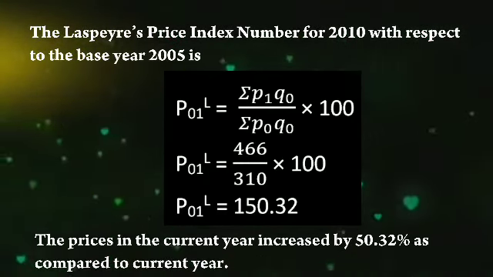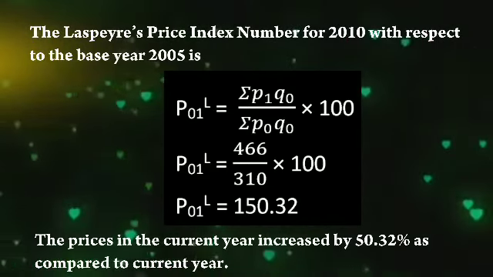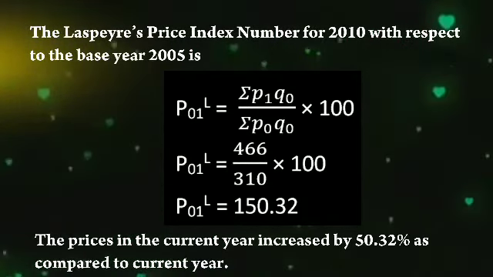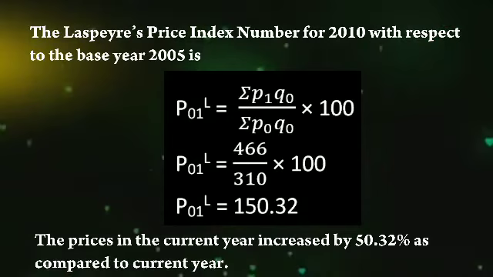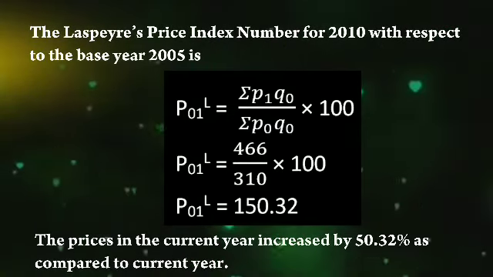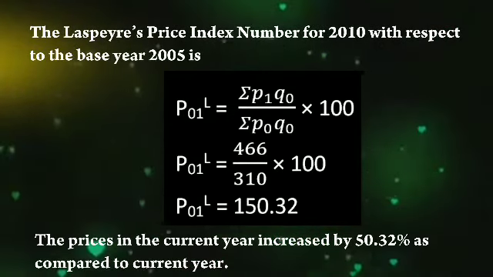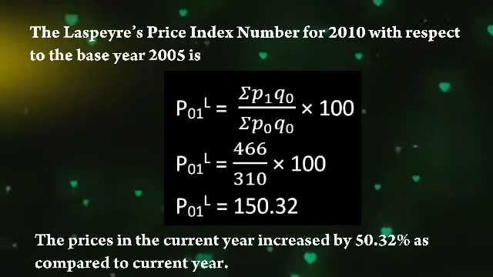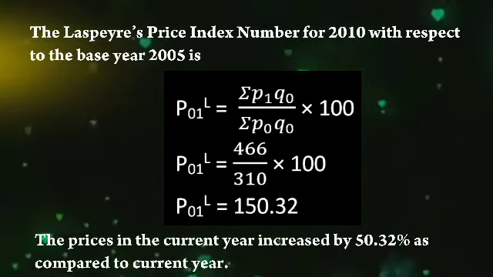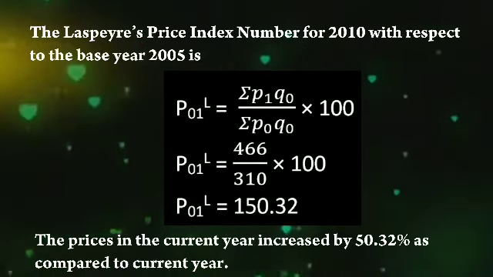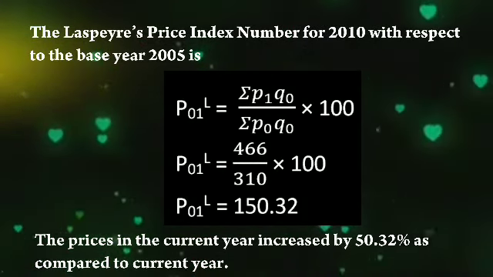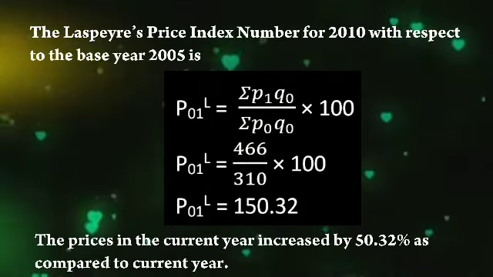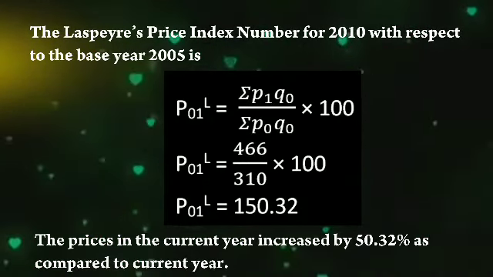After that, substitute in the formula: that is equal to 466 divided by 310, multiplied by 100, that is equal to 150.32. Therefore, the prices in the current year increased by 50.32% as compared to the base year. Similarly, you should construct one more index number for the year 2011.